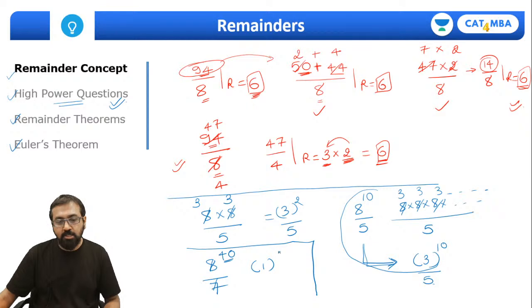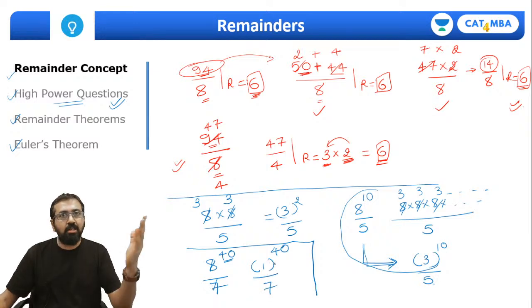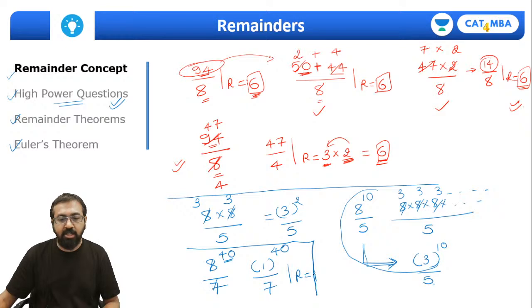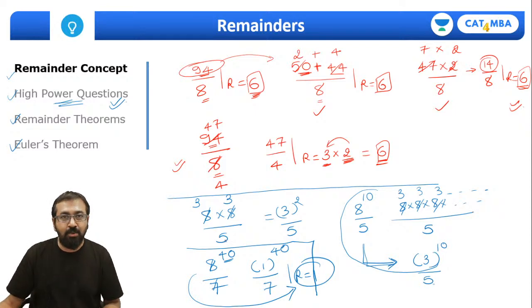So just put this power 40 over here as a power of 1, and now your question is 1 raised to 40 divided by 7. 1 raised to any power is going to be 1. So actually here you are going to get straight away remainder as 1. So we simply solve this question, right? 8 raised to 40 divided by 7, we solve that question. That's nothing but high power remainder question. Of course, this was one of those easy questions, but I'm sure you have understood this thing.